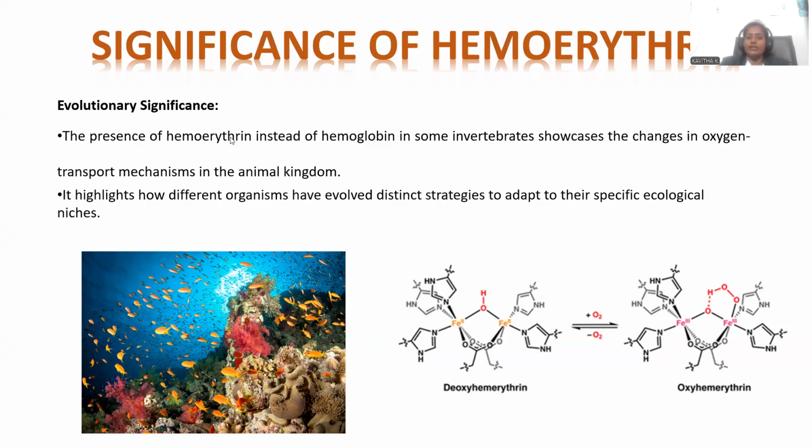So hemerythrin is a pigment which transports oxygen in a different manner in comparison to hemoglobin. This highlights how different organisms have evolved distinct strategies to adapt to their specific ecological niches.